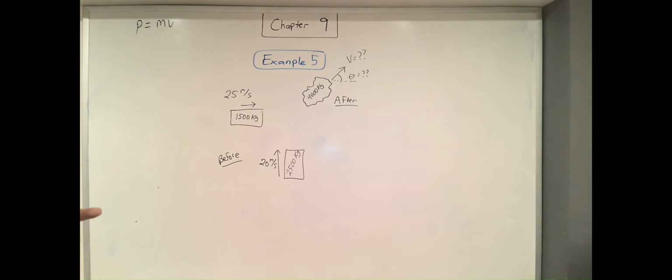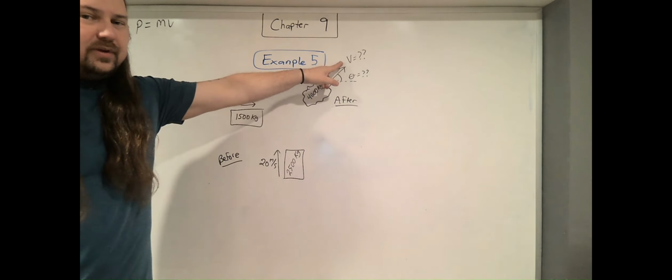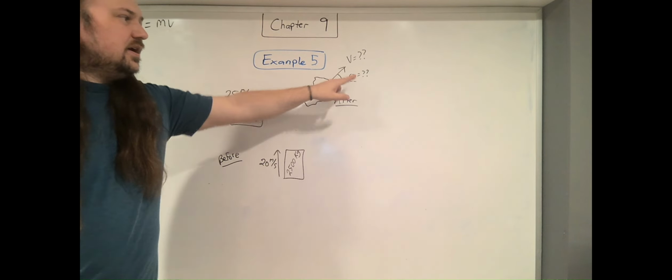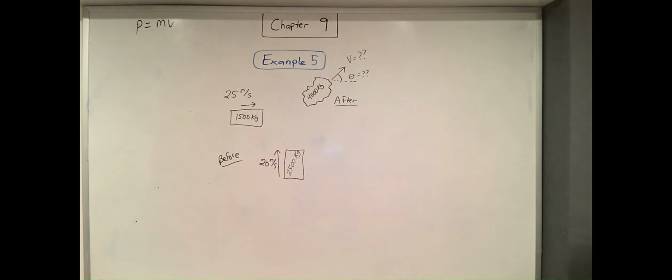The question's a two-part question. It's wondering what is the velocity of this mess, of the wreckage? What's the velocity? And also, what is the direction of that velocity? So we have a theta in there as well. And that's the after. So we're going to have to look at it in a two-dimensional fashion.